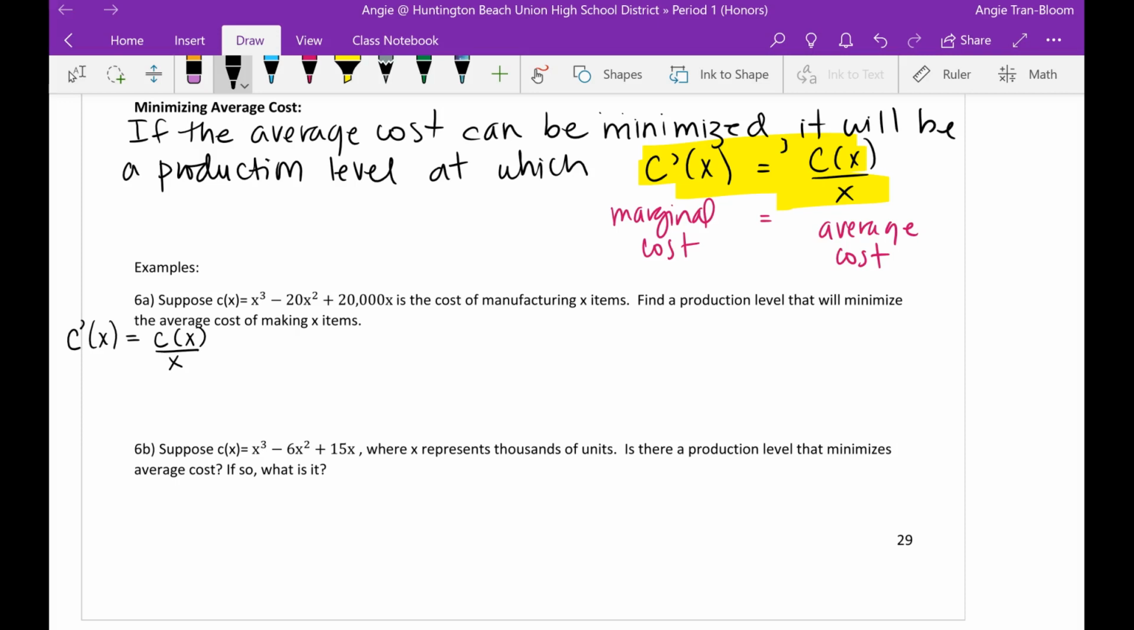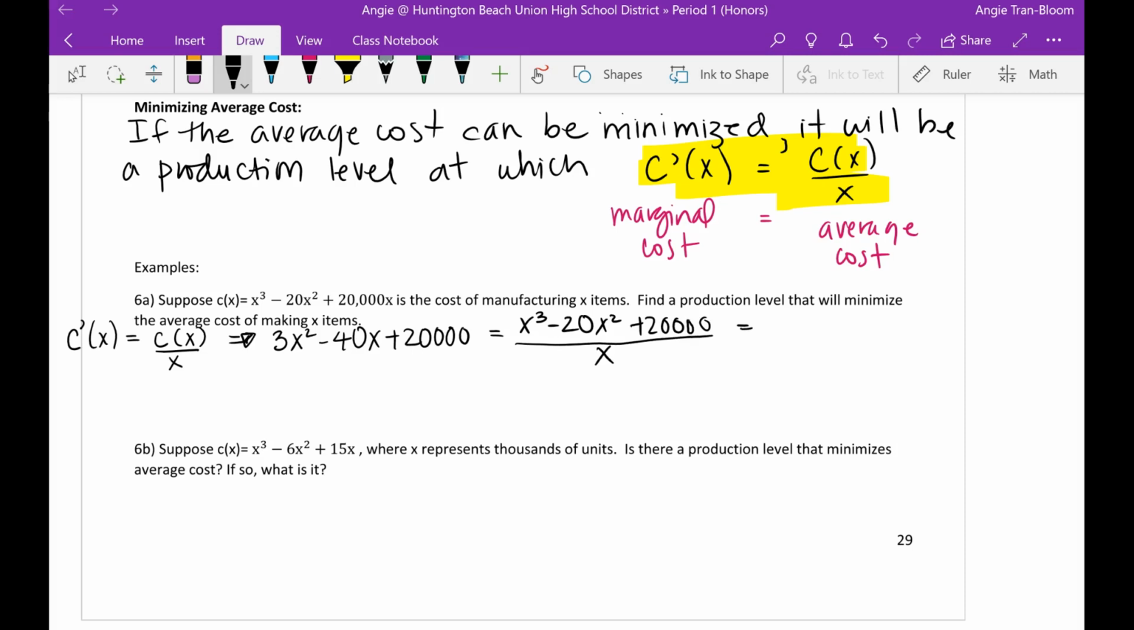Okay, if again you can minimize the average cost at all, what I need to do is find the derivative. So C prime is 3x squared minus 40x plus 20,000 equals the average cost. I'm just going to divide each and every term by x. So I'm going to take C of x, which is x to the third minus 20x squared plus 20,000x, and then the whole thing is divided by x.